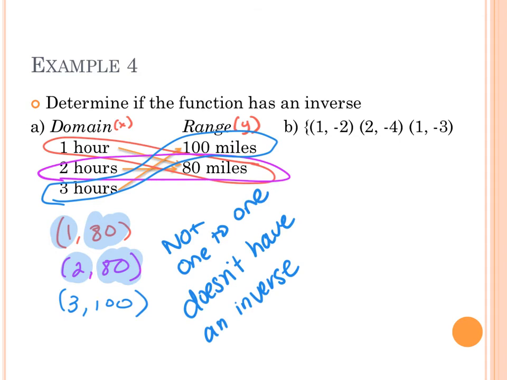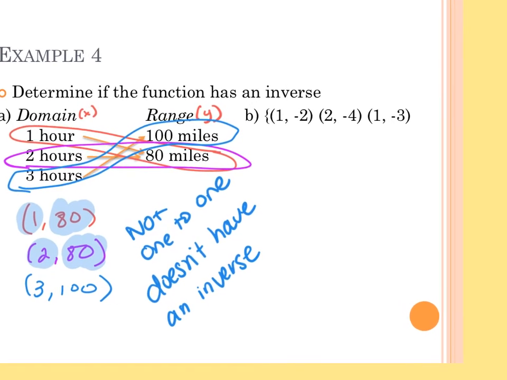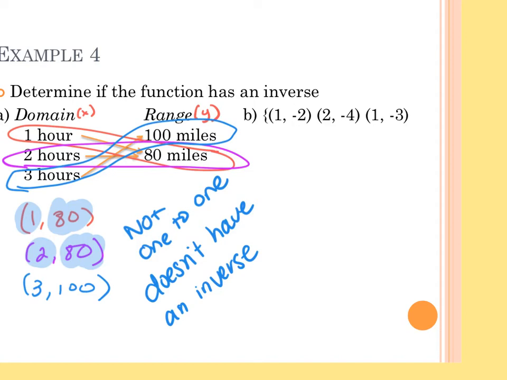Questions on that one? Okay, B says 1 goes with -2, 2 goes with -4, 1 goes with -3. What's wrong with this? It's not a function. It's not even a function. Which means it can't be 1-to-1.